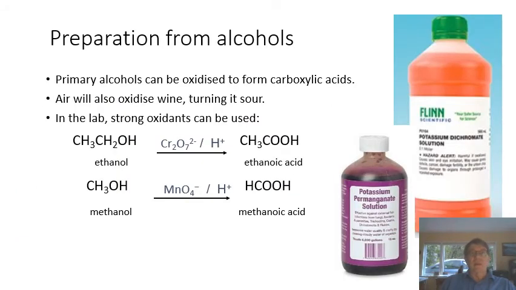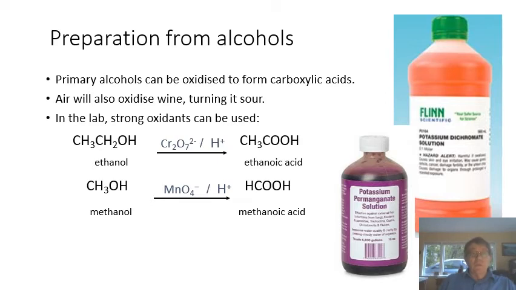How do you make a carboxylic acid? Well, if you have an alcohol like ethanol in, say, wine, and if you leave the top off the wine, it will turn sour. That's because the oxygen in the air is oxidizing the alcohol to form carboxylic acid.